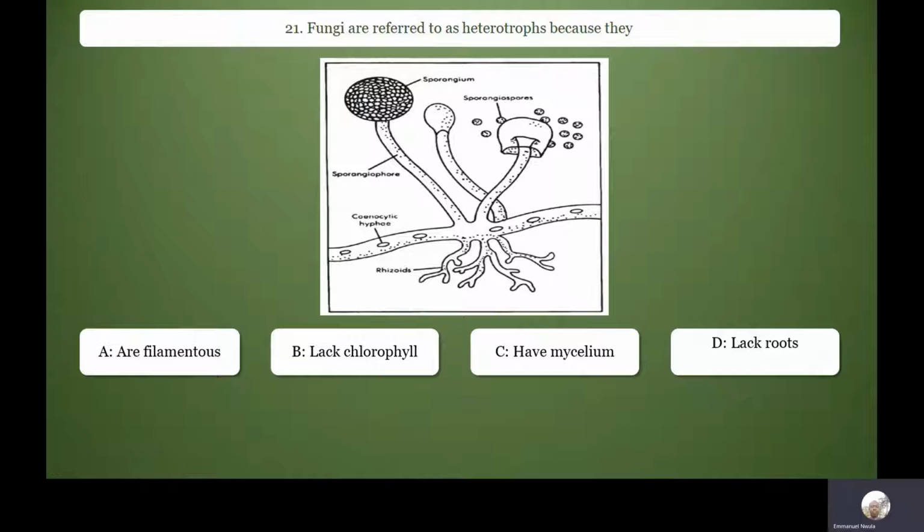Fungi are referred to as heterotrophs because they lack chlorophyll. They don't have chlorophyll or chloroplast. They cannot photosynthesize. They cannot make their own food. So they are heterotrophs. So the option here is B.